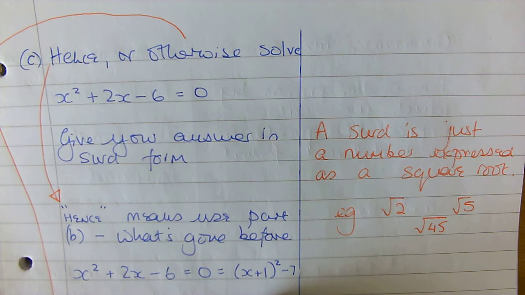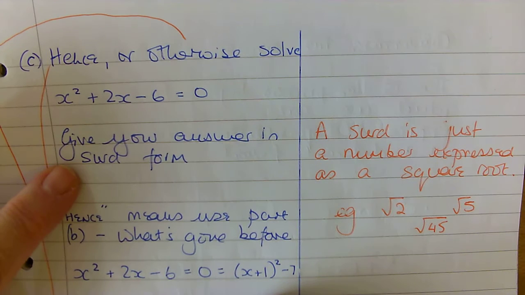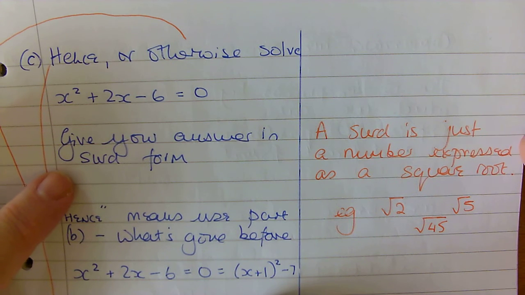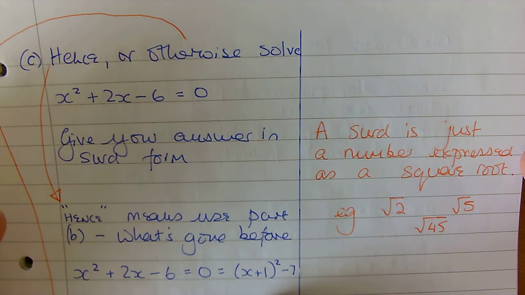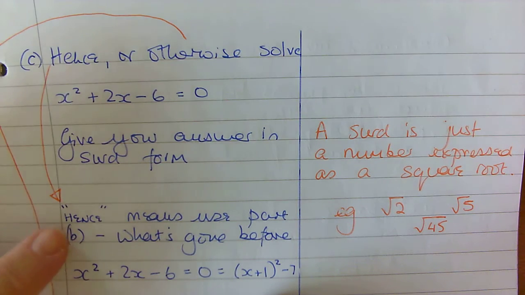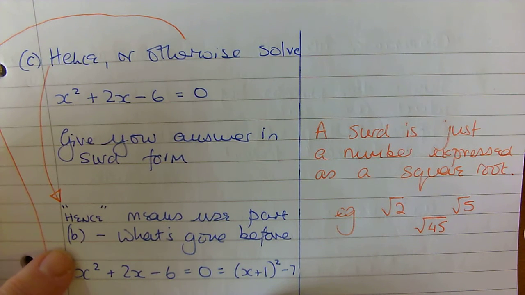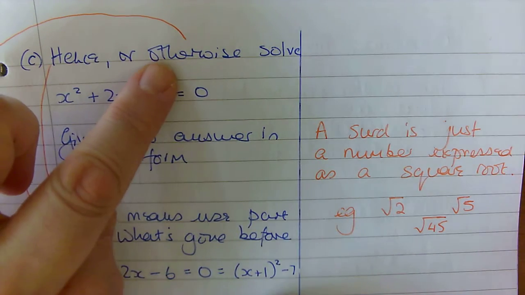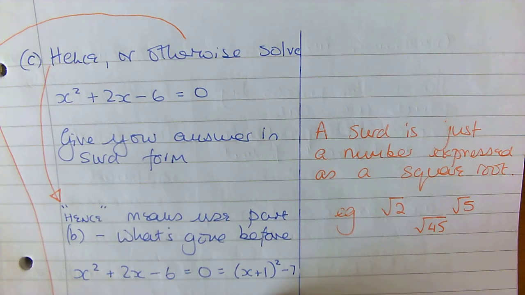So you've got two distinct instructions. Solve this and give your answer in surd form. And for the purposes of this question, surd form is just a number expressed as a square root. So let's look at the wording here. Hence means use part B, what's gone before, to resolve and find an answer. Otherwise gives you the option of using a different method if you want to do.